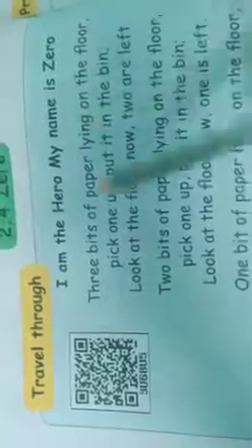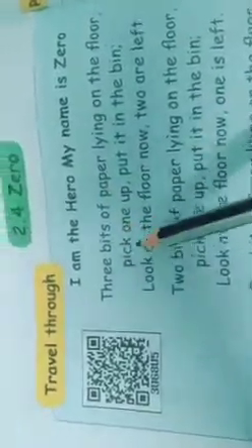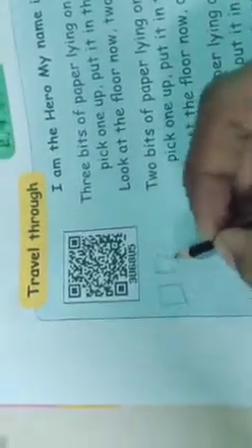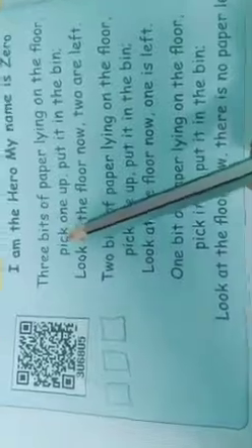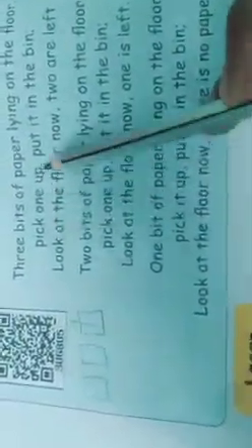First line: 3 bits of paper lying on the floor. How many papers, ma? 3 papers. Okay. Pick one up. How many? 1. So I am taking 1, that means I am cutting 1. Pick one up, put it in the bin. Okay, 1 paper is taken away. Look at the floor now.